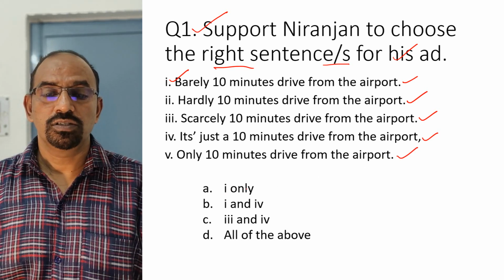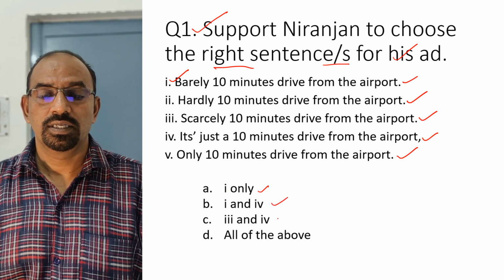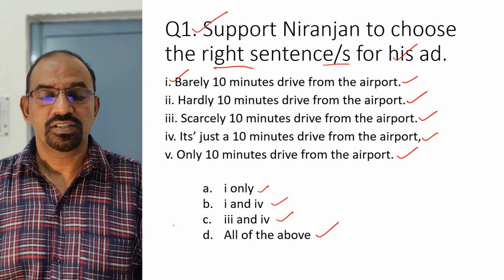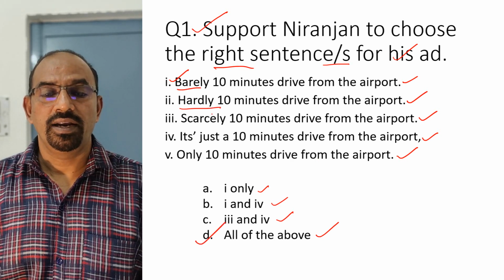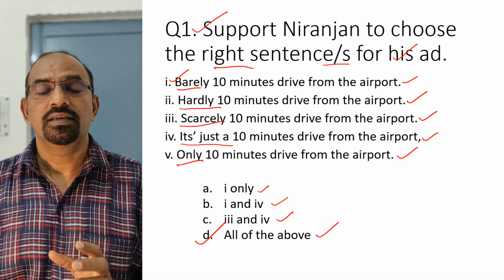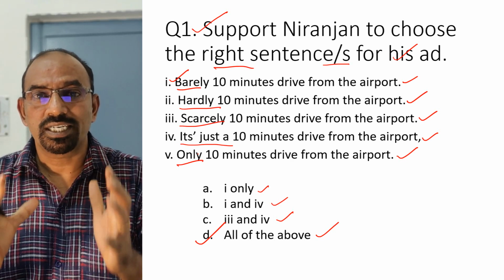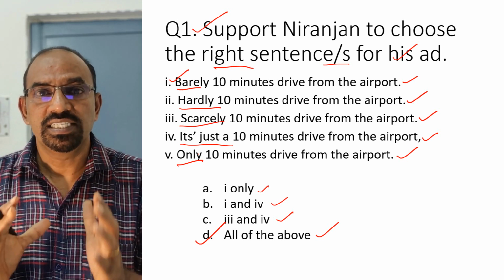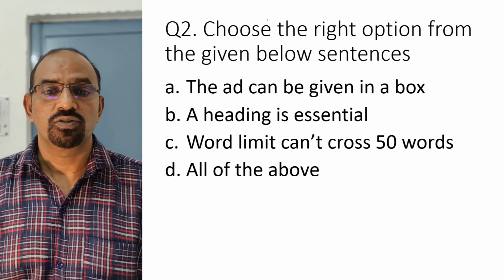Look at the options. Only first and fourth, third and fourth, all the above. All the sentences are right here. Barely, hardly, scarcely, it's just, only. All these show the short distance or short time taken for the drive. So any one of these sentences can be chosen. Now let us move on to the second question.